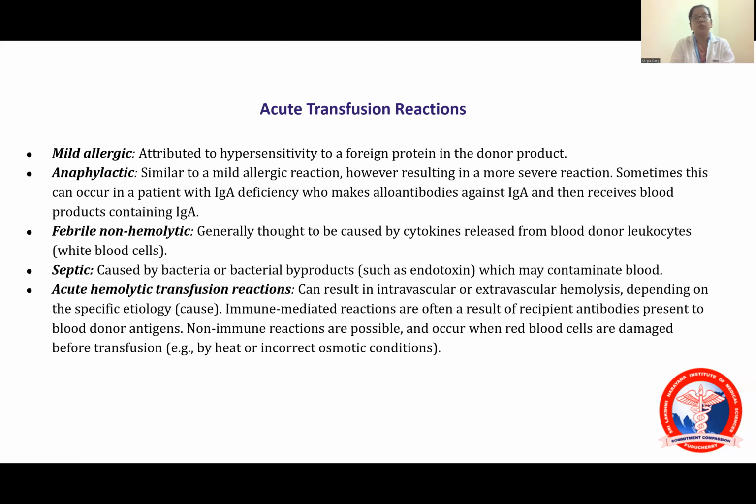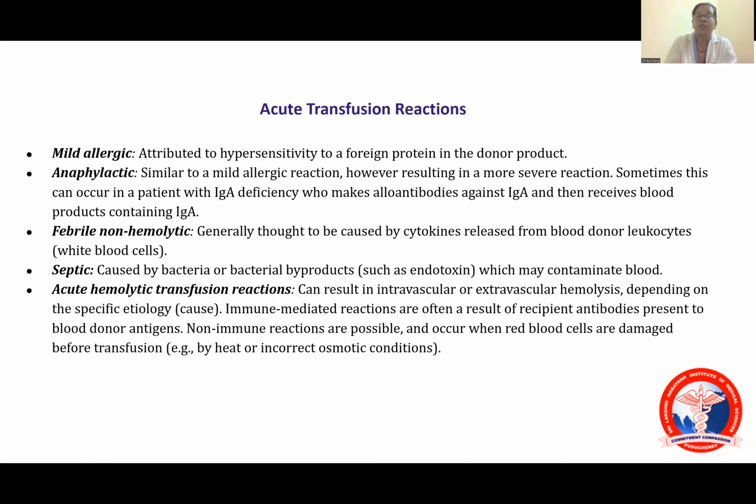First, we will discuss acute transfusion reactions. They may range from very mild symptoms, like mild allergic events attributed to hypersensitivity to a foreign protein in the donor product, to serious events. Anaphylactic reactions are similar to a mild allergic reaction, however, they result in a more severe reaction. Sometimes this can occur in a patient with IgA deficiency who makes antibodies against IgA and then receives blood products containing IgA. The next type of reaction is the febrile non-hemolytic reaction.